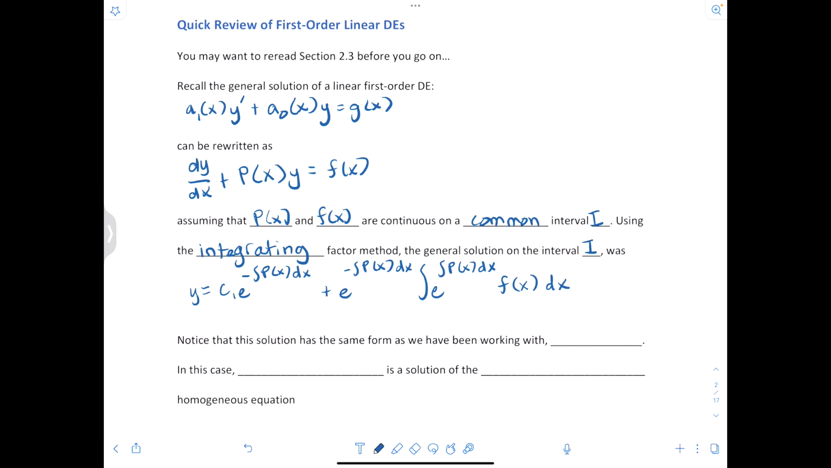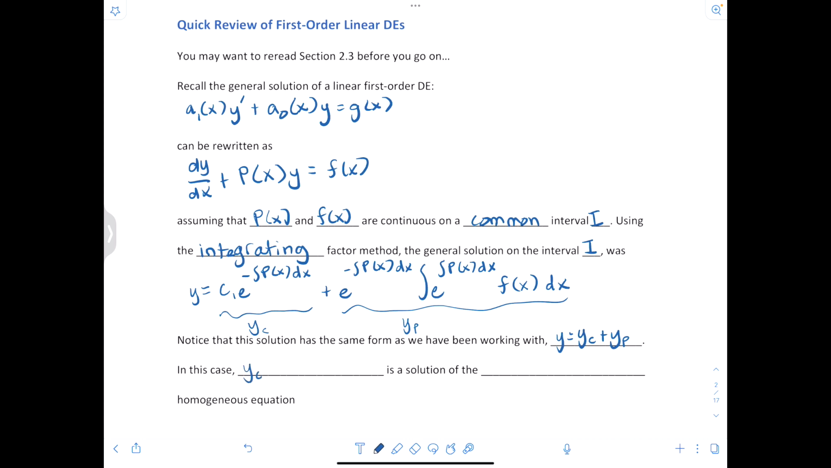Cool? And then notice that this solution has the same form as we have been working with. So it basically has y equals some complementary solution plus some particular solution. So this part would be yc and this part would be yp. Cool?